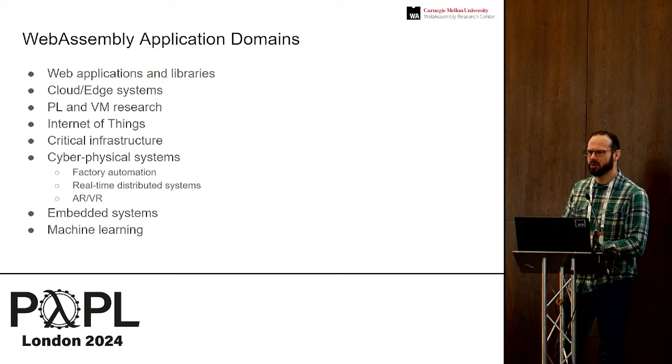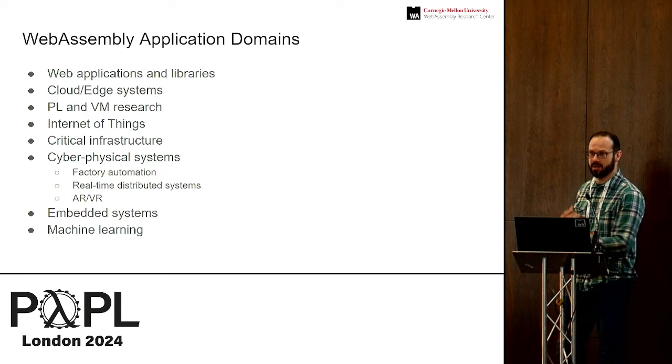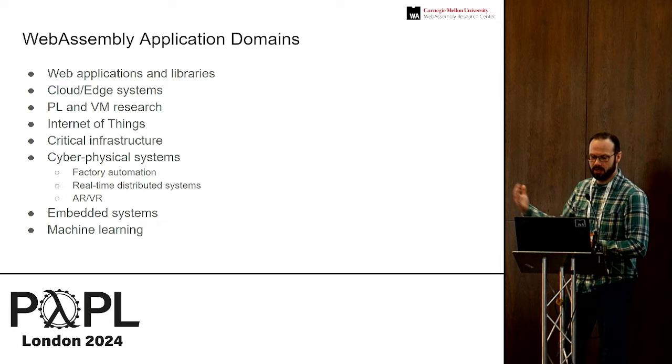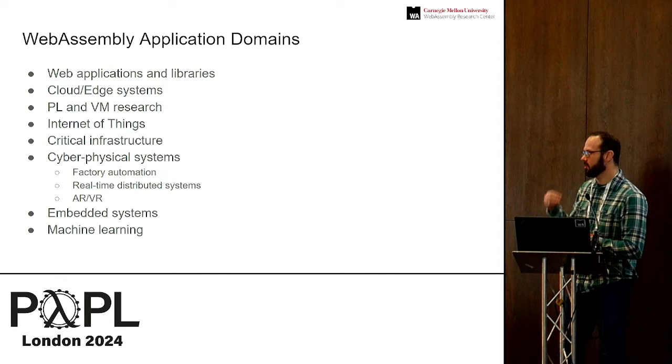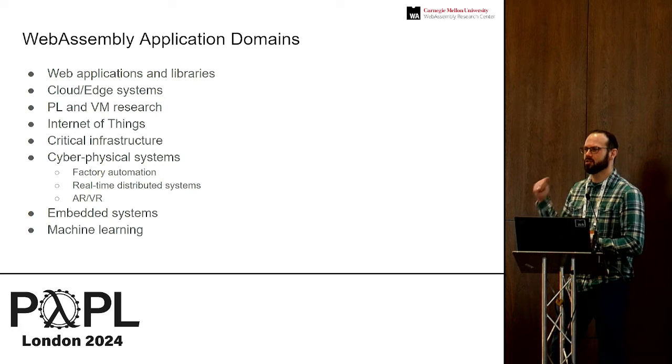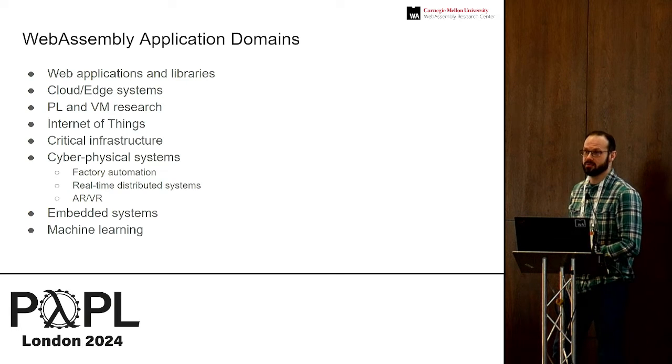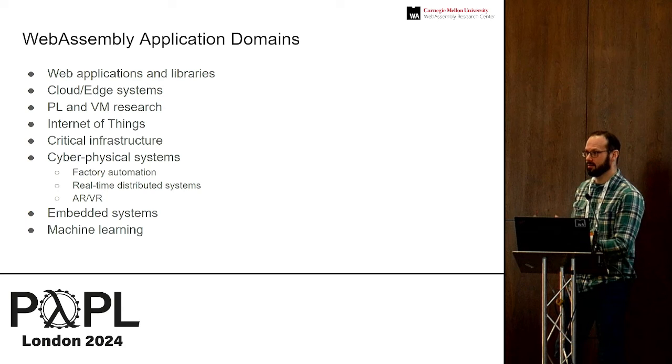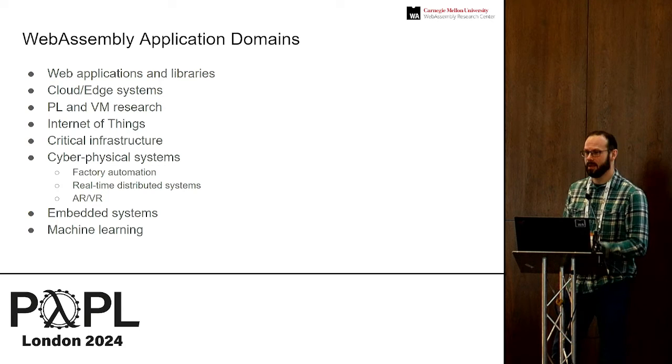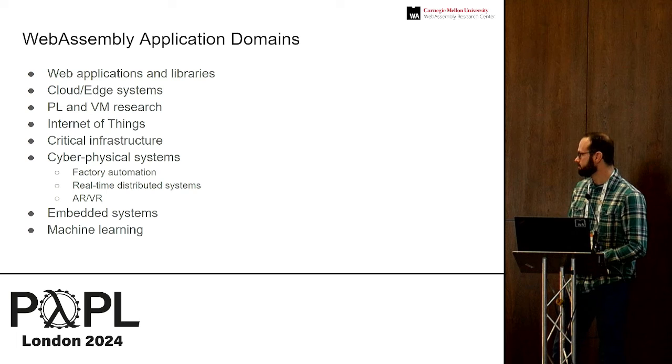So under this concept of cyber physical systems, so computers interacting with the physical world, maybe critical infrastructure is somewhat under that, but also things like factory automation, so robots that build cars and build other things, they run code, and those are embedded systems that have been developed since the 80s and 90s, and those are starting to upgrade into the modern world. That also is related to real-time distributed systems.